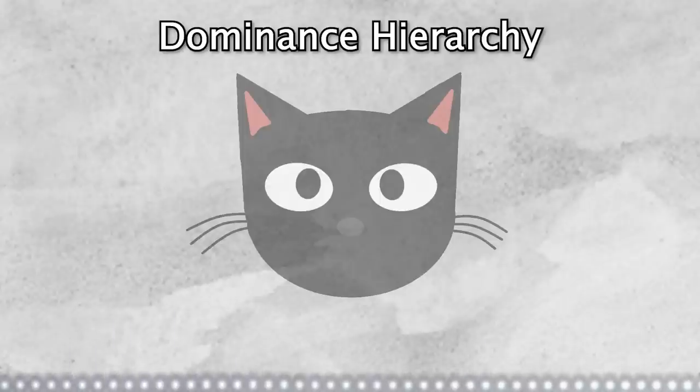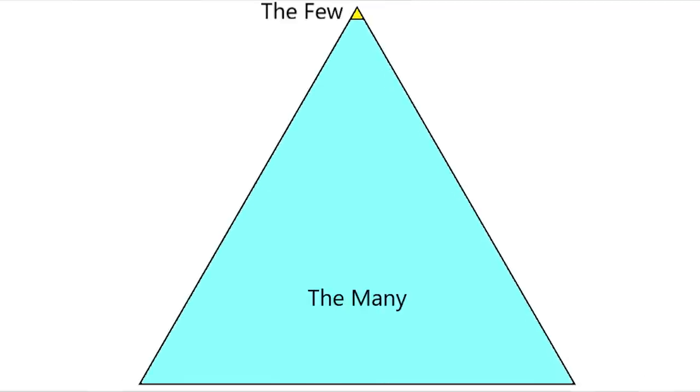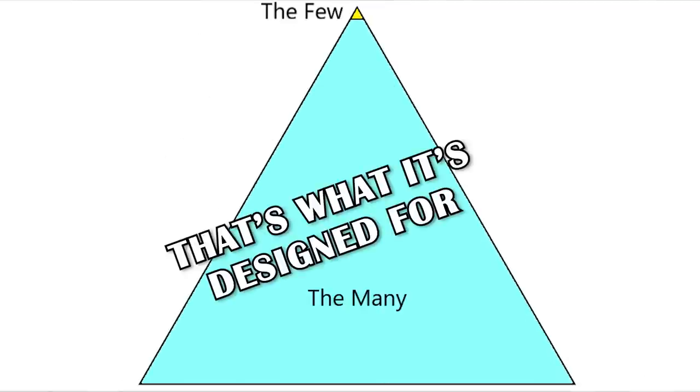And dominance hierarchy is not only a key feature of the state, it's also a key purpose of the state. You know, it's kind of the point. The state is what enables the few to rule over the many. That's what it's designed for, and that's what it does.